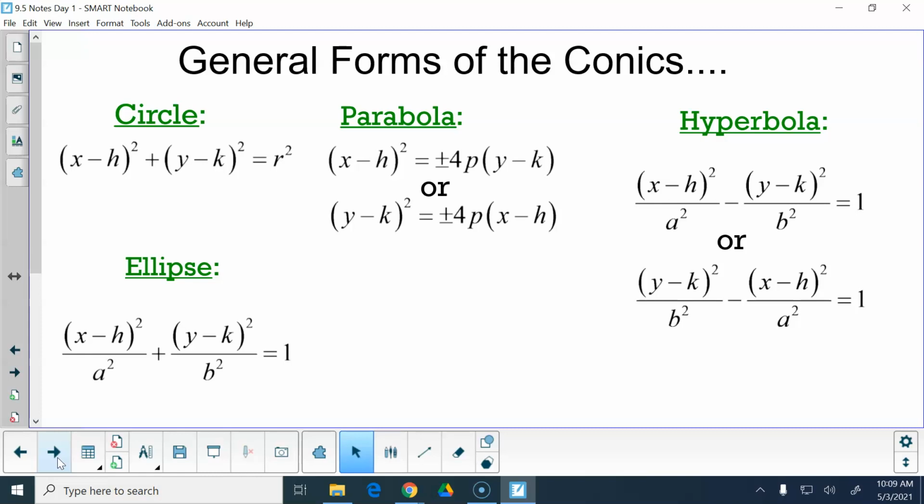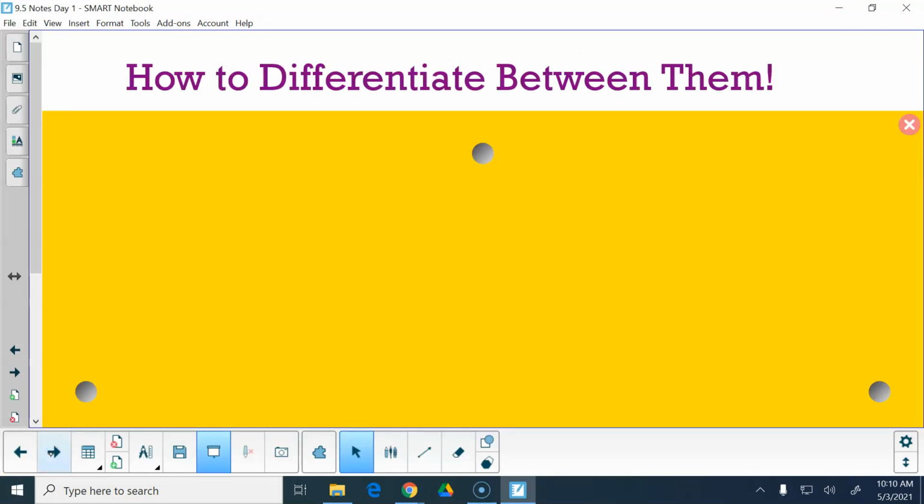There are 2 different forms for hyperbolas. Again, the top one opens left and right, the bottom one up and down. So we've got those. Now, how do we differentiate between them? That's going to be the key. The questions this week are going to be, what kind of conic section is this equation?